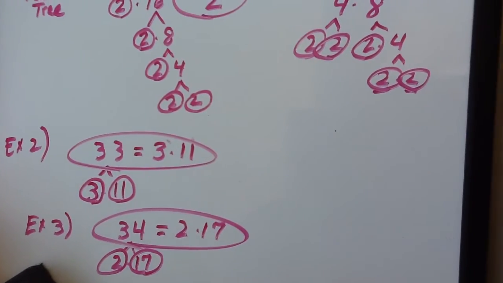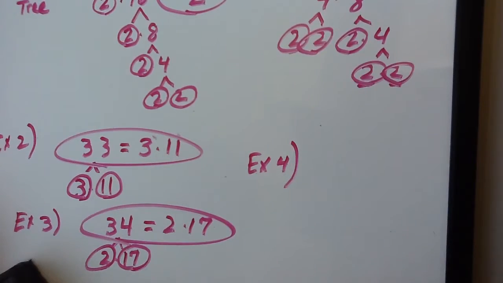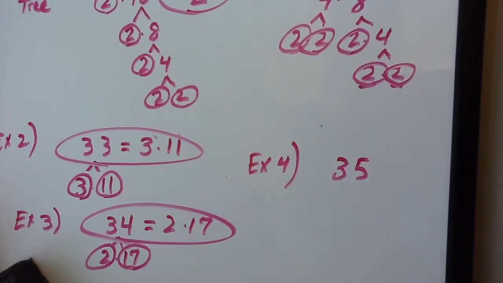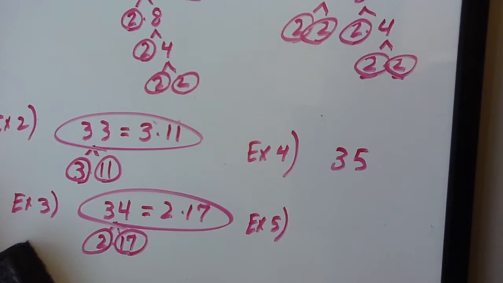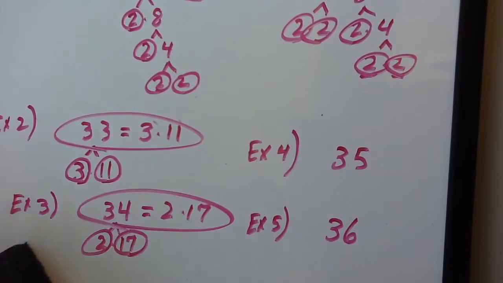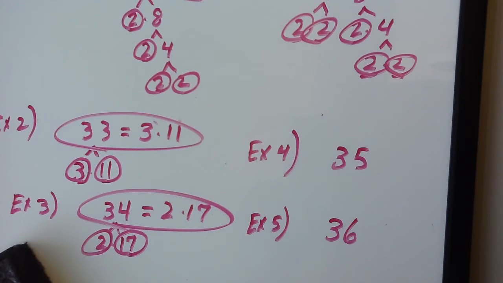I want you to try these two on your own. Okay, we'll call this example number 4. Write the prime factorization of 35. And then example number 5, do this one on your own also. Write the prime factorization of 36. Okay, so example 4 and example 5, write the prime factorization of 35 and 36. Do those on your own.